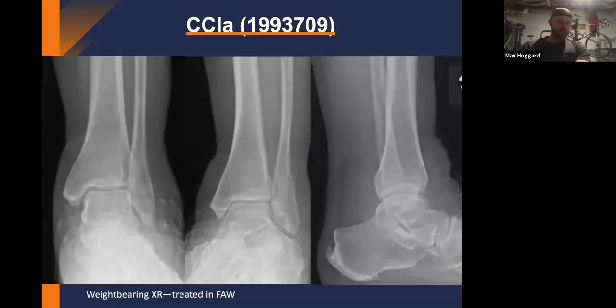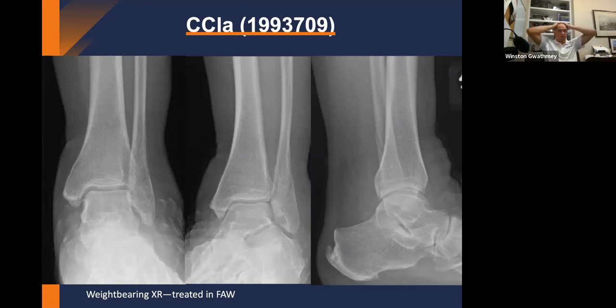And so they were treated. So they eventually got weight-bearing x-rays. Okay, so these are the weight-bearing films. Can you describe anything different between the two, Molly, do you think? Or do you think they look pretty similar?